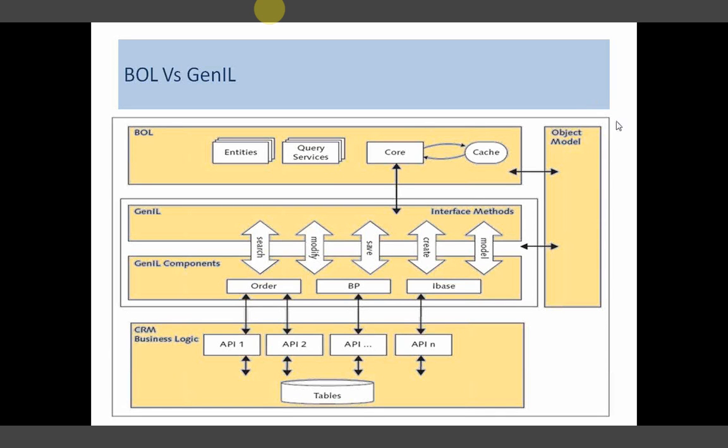So we will leave the topic of the object model as of now. When we try to create a Genil component, we will be discussing the object model. This gives a flavor of how the data is processed from one layer to another layer.